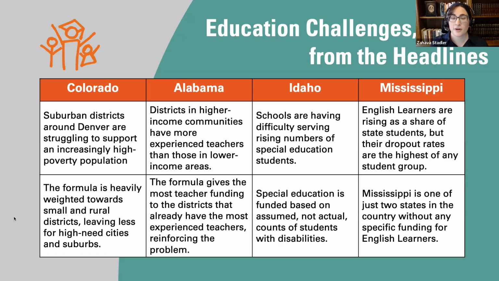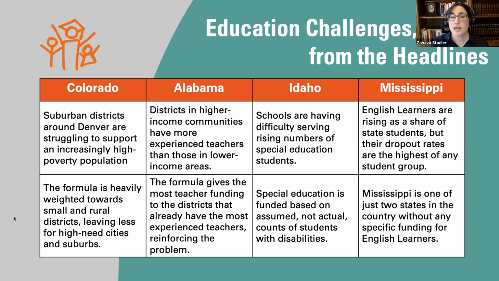Alabama has a fairly unusual system, though it is also the case in a couple of other states, where the most teacher funding is explicitly sent to the districts that already have the most experienced teachers. So that reinforces the problem rather than helping districts solve it. Idaho has a mechanism in its formula designed for simplicity, but maybe not accuracy, where special education is funded based on an assumed number of special education students. They just assume that every district will be 6% students with disabilities, and they fund them accordingly, which means that if you have an increase in your population, you may struggle to keep up.